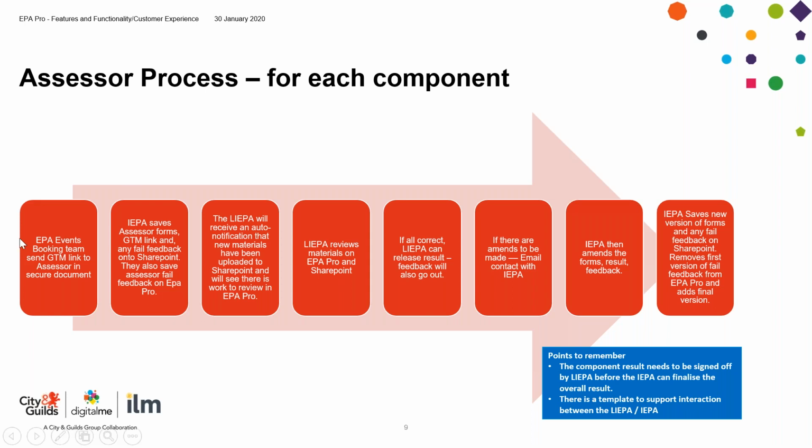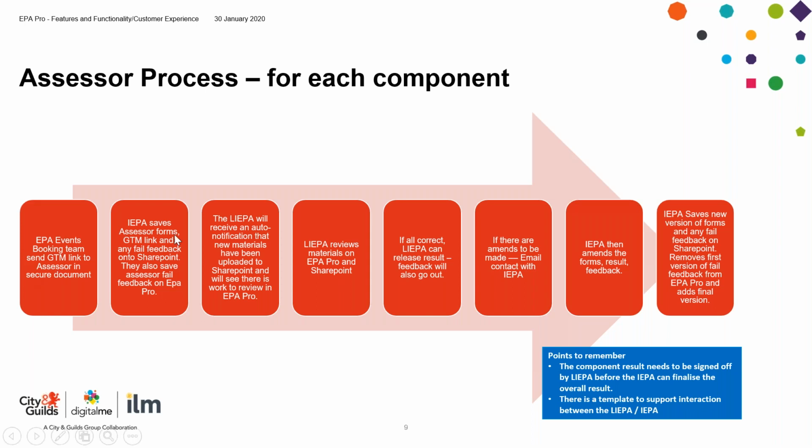Currently, as the process will work, the EPA events booking team will set up the GoToMeeting event for the IEPA and for the apprentice. Once that event is completed, they will send that GoToMeeting link to the assessor in a secure document. And when I say a secure document, I mean a password-protected document. That's slightly different to the process that we currently use, but for this project, that's how it will work because of those GDPR regulations that we have to conform with.